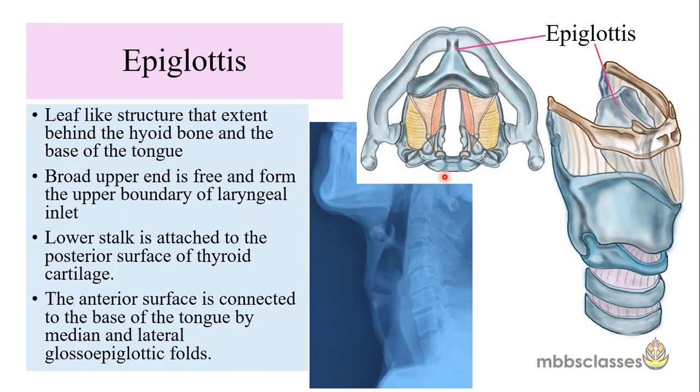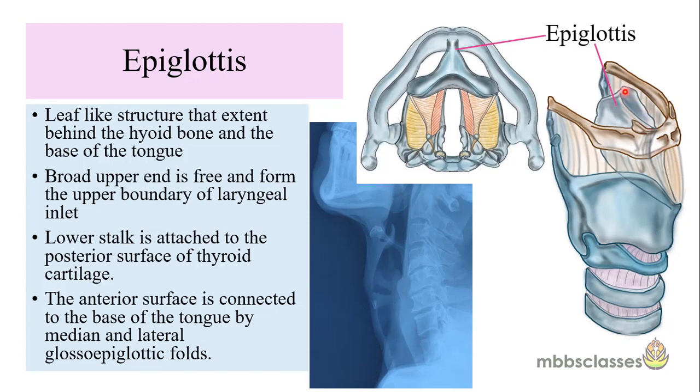And if you see the epiglottis, it is something like a leaf. It is a leaf-like structure that extends behind the hyoid bone. So this is the hyoid bone. We can see it is behind the hyoid bone and it is attached to the hyoid bone with some ligaments. We will discuss this on subsequent slides.